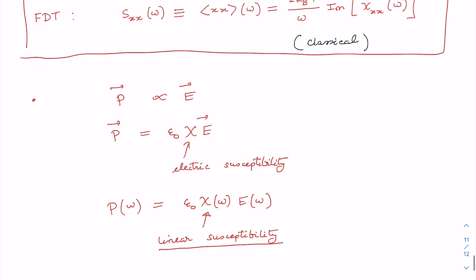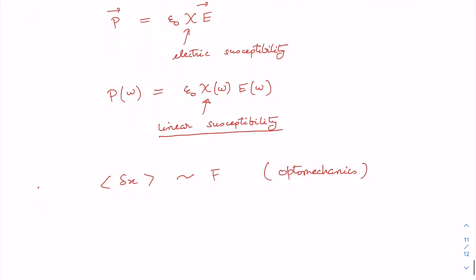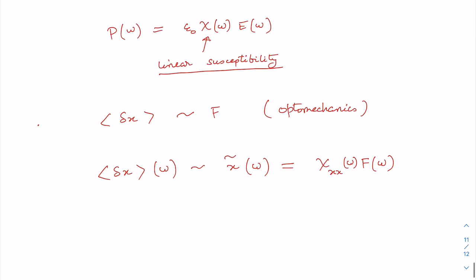Now in a similar way, the average displacement, say delta x, of the movable mirror in an optomechanical system is directly proportional to the radiation pressure force that is imparted on the mechanical mirror. So this is in optomechanics, where we can have a similar thing. So hopefully you are now guessing where this linear susceptibility term will come. Again, the response of the mirror to this radiation pressure force is strong at a particular frequency, say omega, and this is represented in this form. So the displacement of the movable mirror at frequency omega is equal to the radiation pressure force at frequency omega, and the proportionality constant here is given by this term, and this is your susceptibility term.